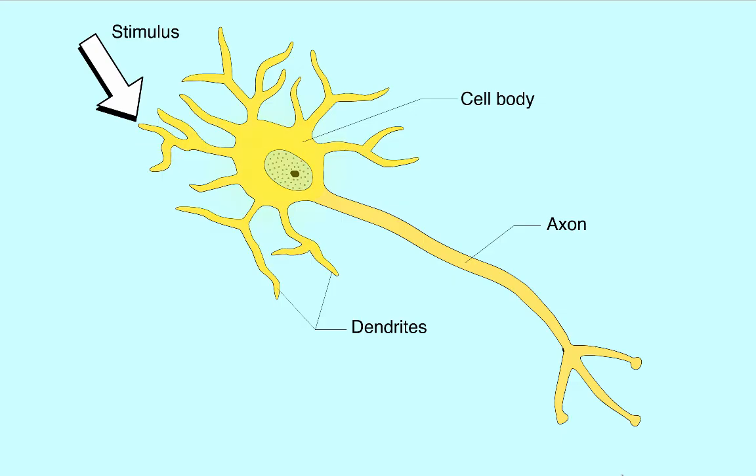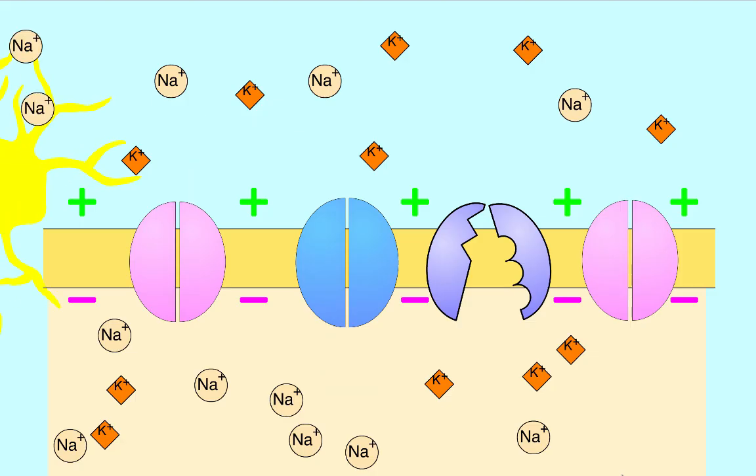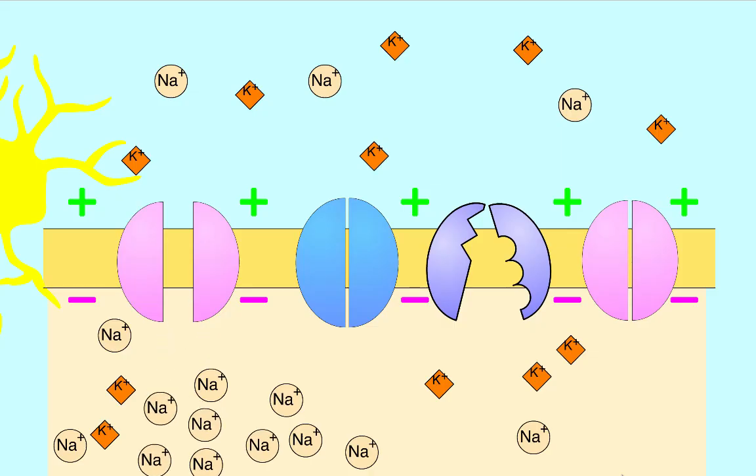How does the action potential move along the axon? Voltage-gated channels in the membrane open and close in response to voltage changes across the membrane. When no action potentials are being transmitted, most of these channels are closed. An action potential begins when voltage-gated sodium channels open and sodium ions rush into the cell.